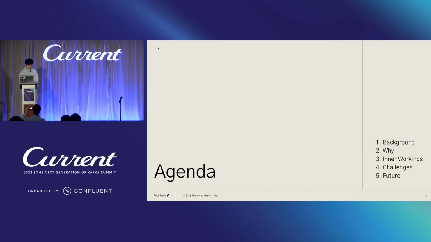So here's a little bit of the agenda of what we're going to be talking about today. I'll give a brief background on how Kafka is being used at Robinhood, as well as some of our services there. And we'll talk a bit more about why we even decided to build this thing called Kafkaproxy. We'll go a bit deeper into the inner workings of the system in general, as well as a few challenges that we faced while we were building this out and rolling it out. And we'll expand a little bit more on the future as well.